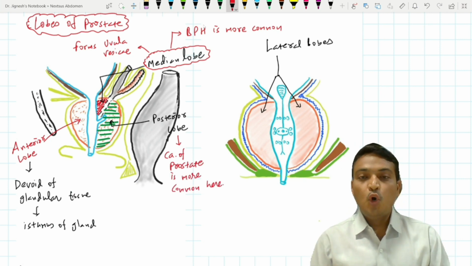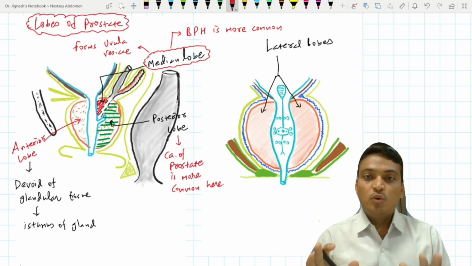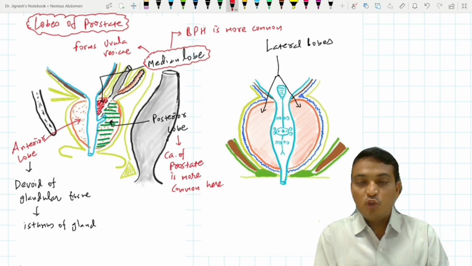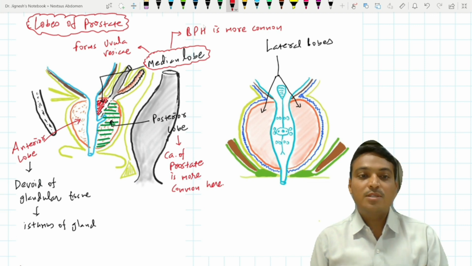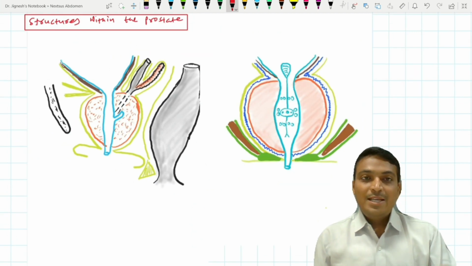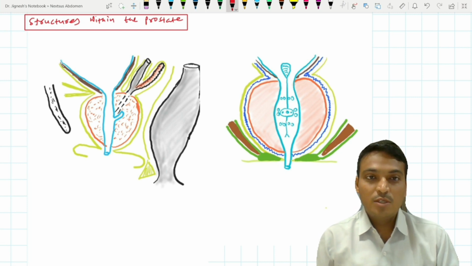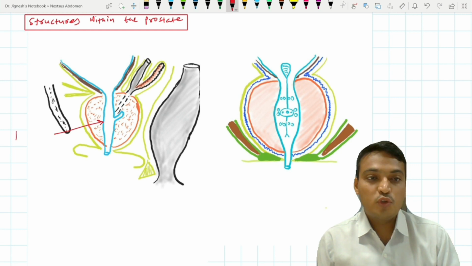The two lateral lobes have an abundant amount of glandular tissue. These lateral lobes are fused on the anterior side, and the part of the prostate gland without glandular tissue in front represents the anterior lobe, as we have discussed. Now let's see the structures present within the prostate. There are three important structures present within the prostate, and the first and most important is this dilated part of the urethra, the prostatic urethra.